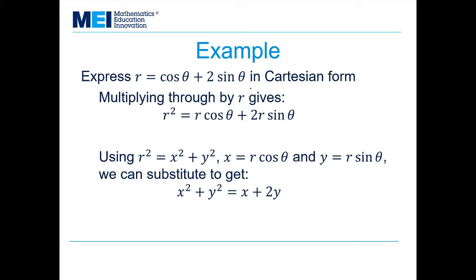So here's that written out for you. Our first step was to multiply through by r. So we've spotted that if I have r squared here, I can rewrite that. And if I have r cos theta and r sin theta, I can write those in terms of x and y. Then that gives me r squared equals x squared plus y squared, x equals r cos theta, y equals r sin theta, giving me this final equation of x squared plus y squared equals x plus 2y.